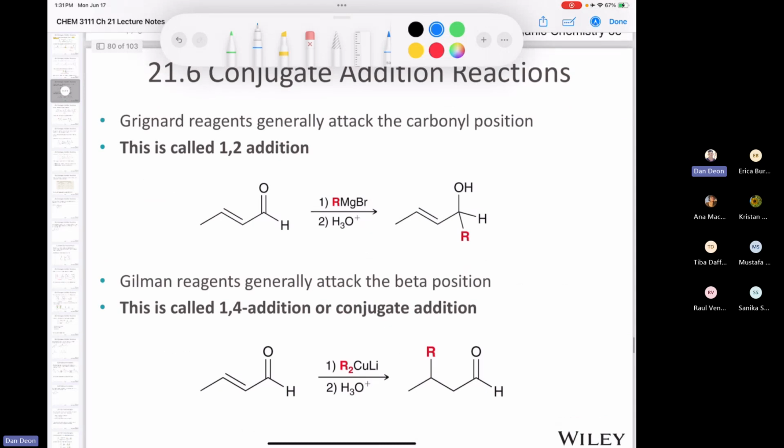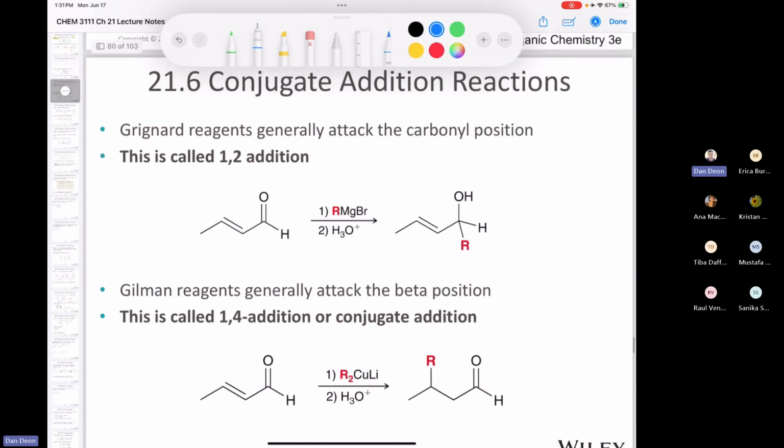And so if we add at the carbonyl carbon, using something like a Grignard, that's nothing new to us. This is something we've seen many, many times this semester. That's called 1-2 addition. Now, why do you think it's called 1-2 addition? I bet you know, right? If I look at atoms 1 and 2, the carbon and the oxygen of the carbonyl, on atom 1, I add the R group, and on atom 2, I add the hydrogen. So we call it 1-2 addition.